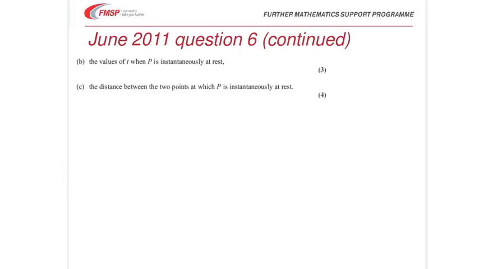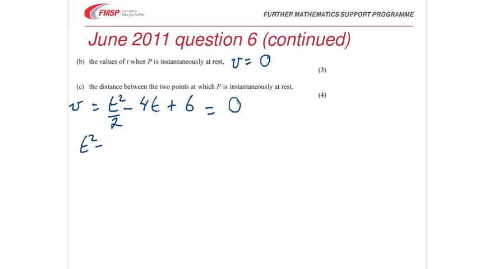Now for part B, from part A we've got v equals, let's just check, what was it, t squared over 2 minus 4t plus 6. And we want the values of t when P is instantaneously at rest. That means v equals 0. So put that equal to 0, we've got a quadratic to solve. t squared minus 8t plus 12 equals 0.